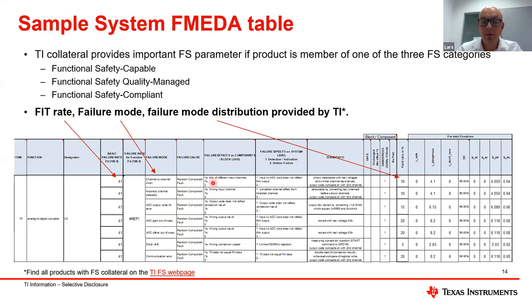Then you have a column where you can see the failure effects on component level. So for the component, if I have a channel-to-channel short, I have a mix of two different input channels. And on system level, this can mean the input to the ADC does not reflect the amplifier output. So the amplifier output, you remember, the op-amp which provides the single-ended signal, feeds into the multiplexer. But if the internal multiplexer of the A to D converter has a short with another channel, then what's coming to the modulator is not what the amplifier sent out. This is actually what it says.